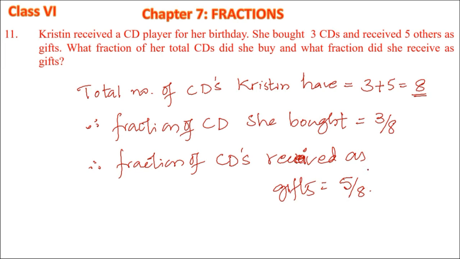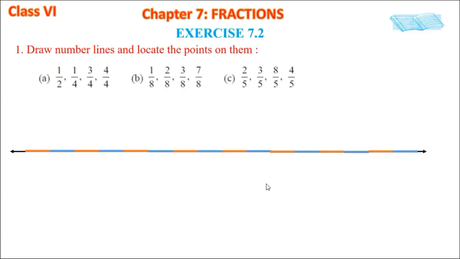Now we shall move on to the next exercise. Let's solve few of the questions. Exercise 7.2. The first question is to draw number lines and locate points on them. In that, the first one is 1 by 2, 1 by 4, 3 by 4, 4 by 4. These numbers are to be mentioned on a number line.